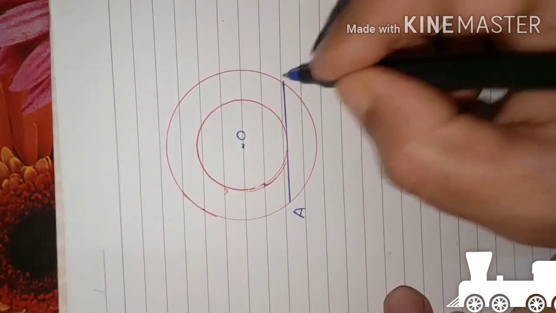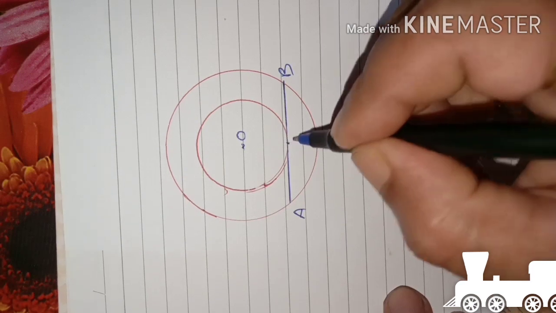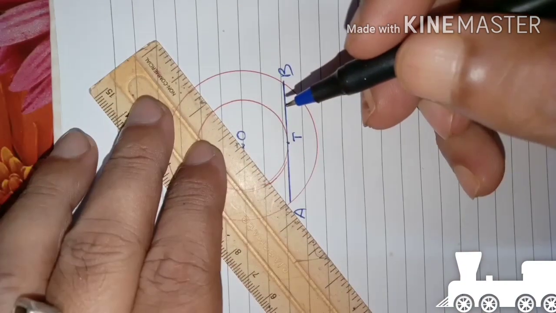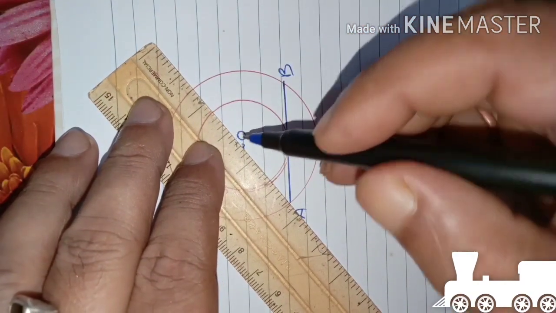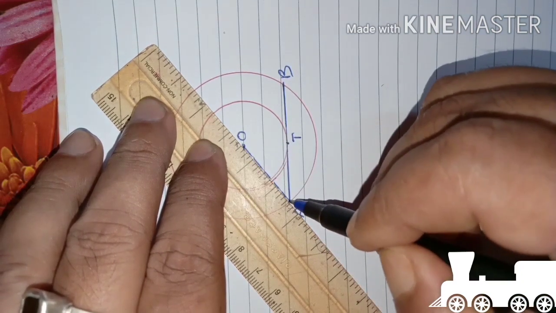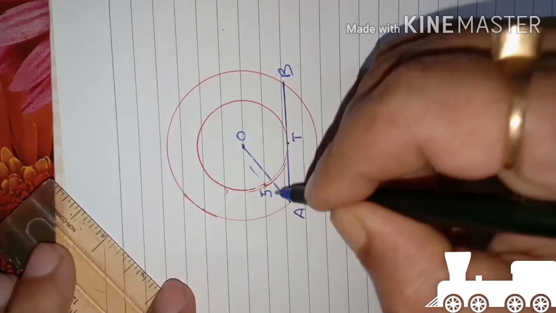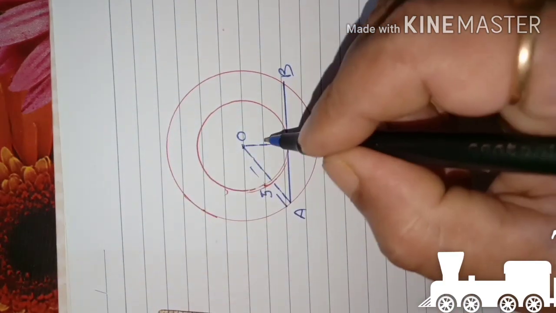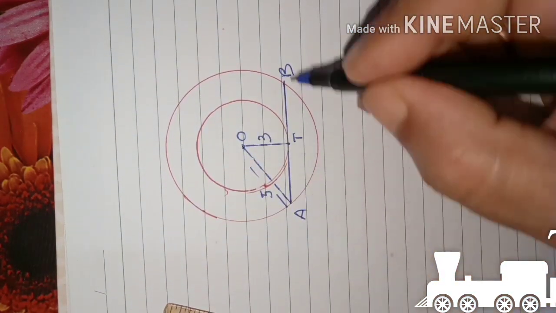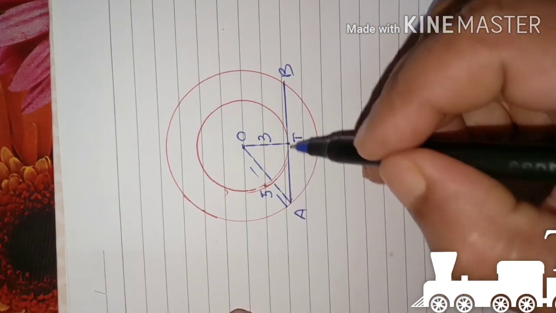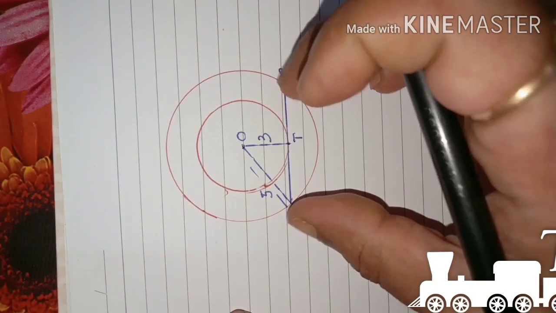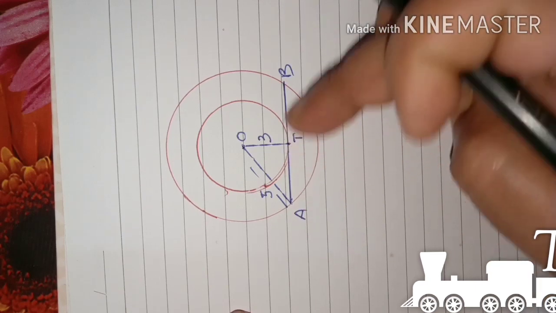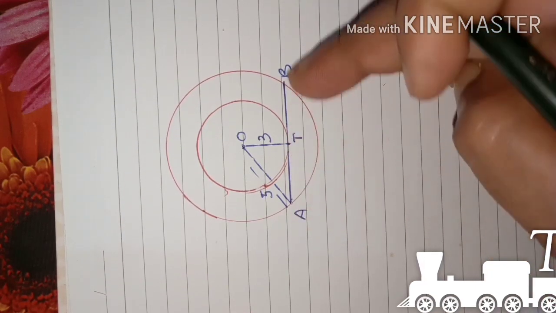Now suppose this is chord AB which touches the smaller circle at point T. The bigger, outer circle's radius is 5 cm. Then OT will be the radius of the smaller circle, which is 3 cm. Now the question is, what is the length of chord AB? If you find AT, you will be able to say AB also. AB will be double of AT, because if we join OB, there will be two congruent triangles, that means AT equals BT. So better to find AT, then you can say AB also.